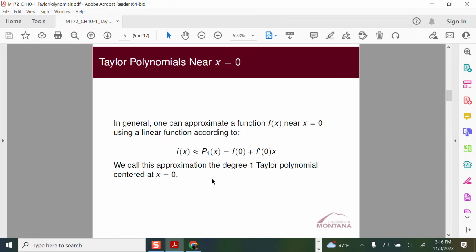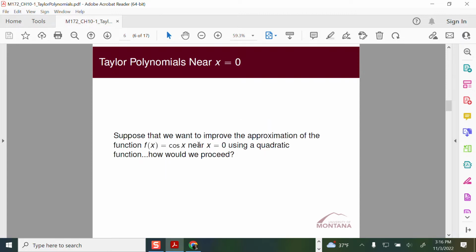So just a statement there that says, in general, we can approximate a function f of x near x equals 0 using a linear function according to the following rule. We want f of x to be approximately equal, in the neighborhood of x equals 0, to P sub 1 of x, meaning the polynomial of degree 1 that's equal to f of 0 plus f prime of 0 times x. And we call that approximation the degree 1 Taylor polynomial centered at x equals 0. All right, let's go after the next question because it's more interesting.